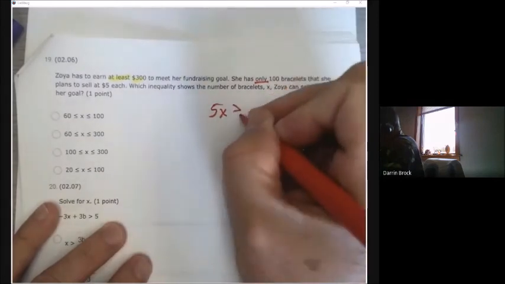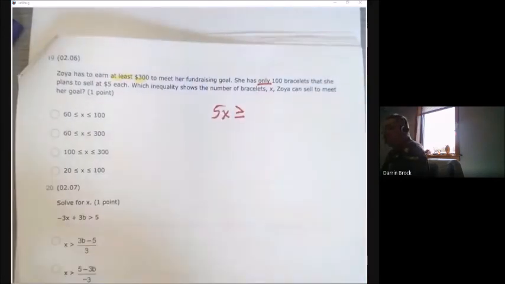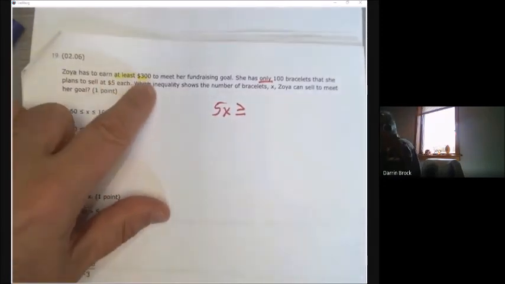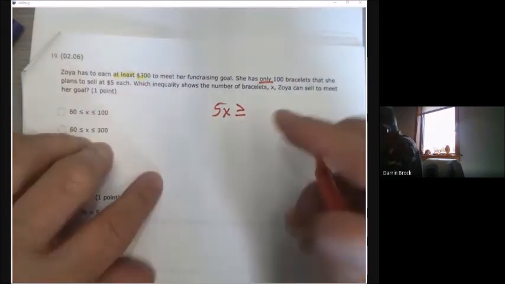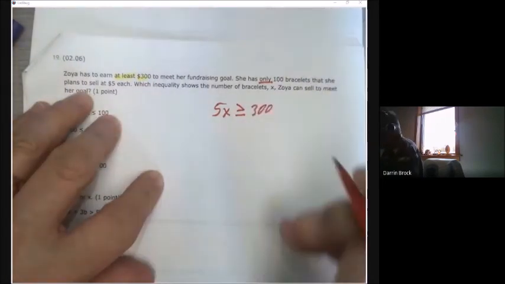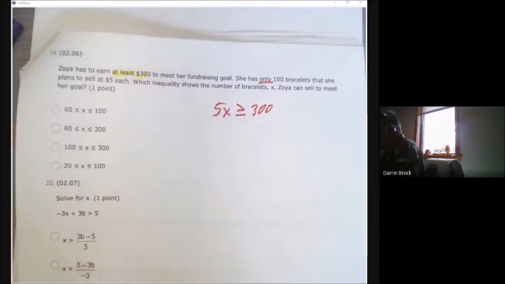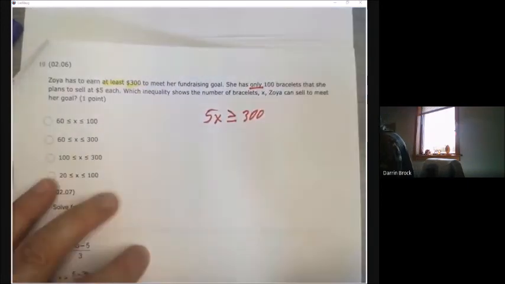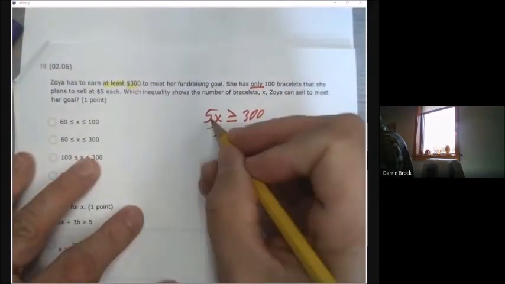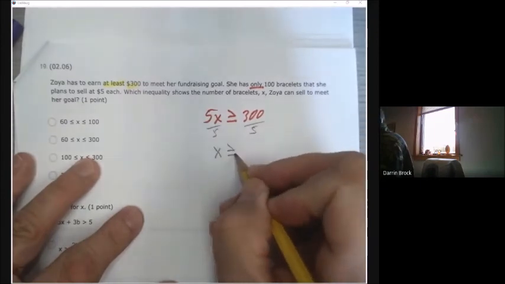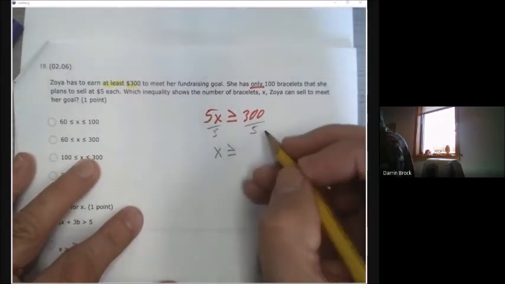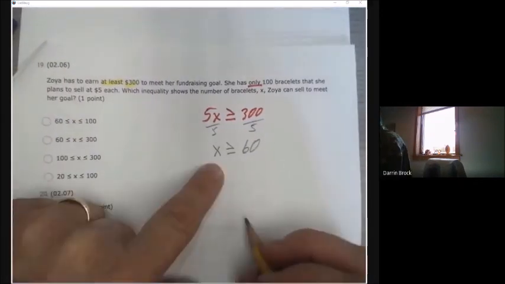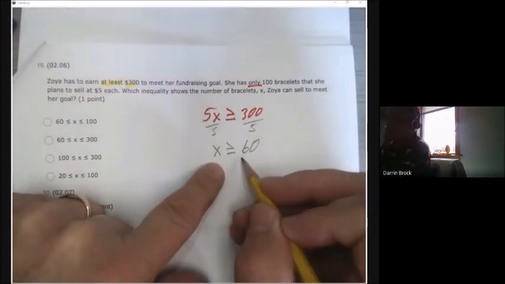So at least means it can be 300 or it can be bigger. It didn't say over 300. She must earn over 300? It says she must earn at least 300. So that means it can be equal to 300. So we're trying to figure out the number of bracelets she sells. How many bracelets can she sell to get her $300 or more? All right, so divide both sides by 5. X must be larger than or equal to 60. 300 divided by 5 is 60. So that's how many bracelets she has to sell at least to get her $300.